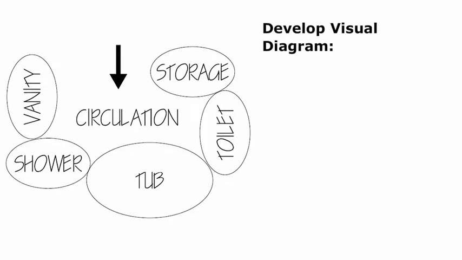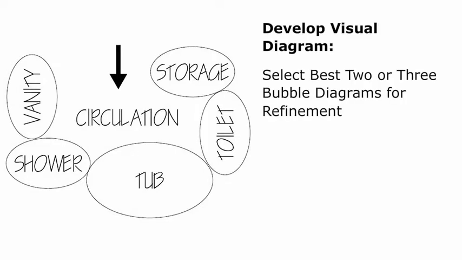Develop the visual diagram. Select the best 2 or 3 bubble diagrams for refinement. Prepare a room outline to scale, 1/2 inch equals 1 foot, and note project parameters such as walls, windows, or doors that are fixed in location.